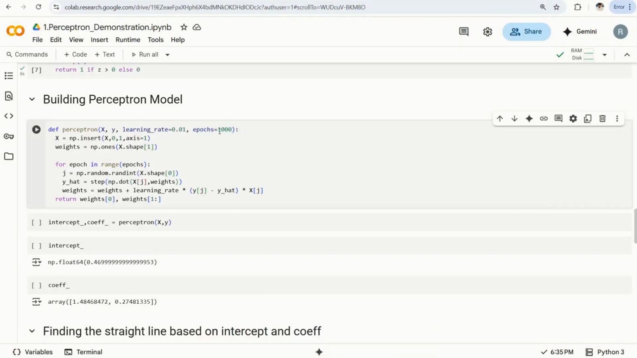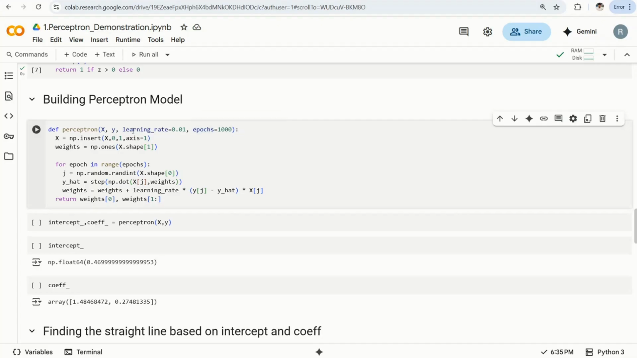Generally 1000 is a good number of epochs, and convergence generally happens. So let's suppose I'm giving 1000 epochs. You can try multiple numbers until you get the right fit line. We try some random number of epochs, like 1000, something like that.